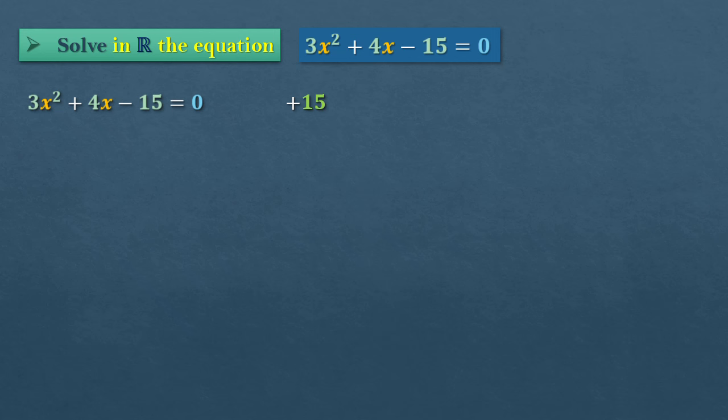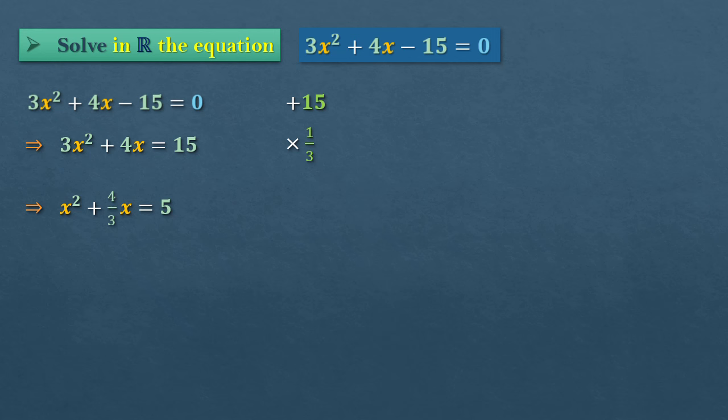We then add 15 to both sides of the equation, which gives 3x^2 + 4x = 15. Next, we multiply both sides of this equation by 1/3. So we obtain x^2 + (4/3)x = 5.